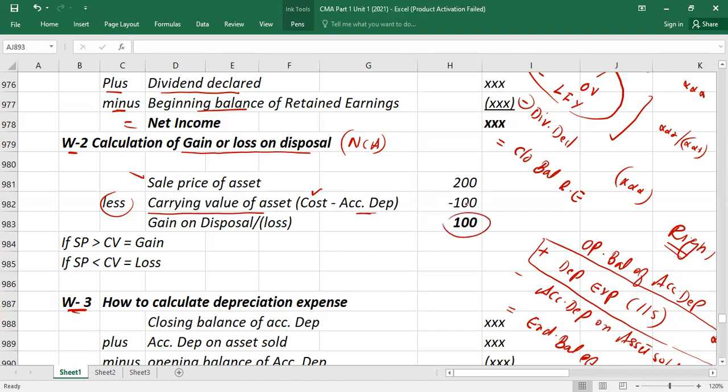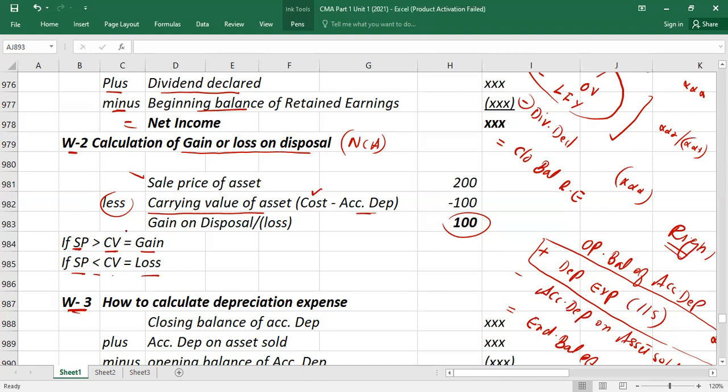Sale price less carrying value of assets sold. If the answer is positive, it is called gain on disposal. If the answer is negative, it is called loss on disposal. In other words, whenever our selling price is greater than carrying value, it is called gain on disposal. If your selling price is less than carrying value, it is called loss on disposal. Agreed? Clear? So this gain or loss you have to adjust there. Loss you will add back there, and gain you will deduct from it.